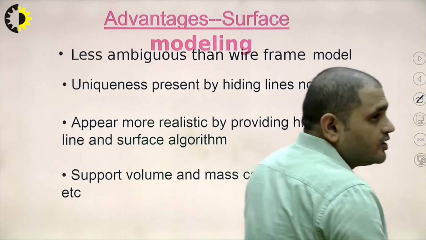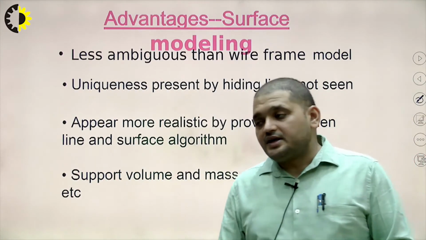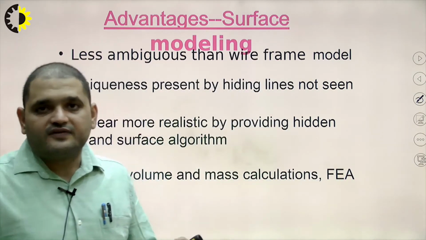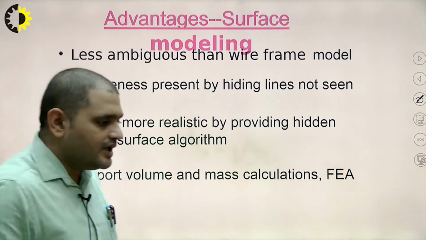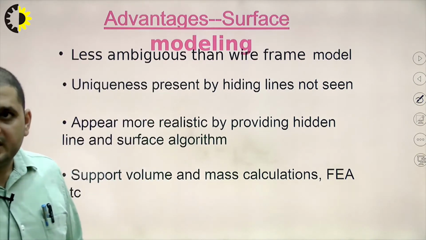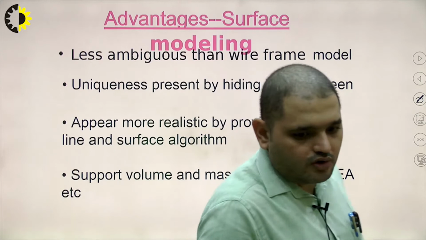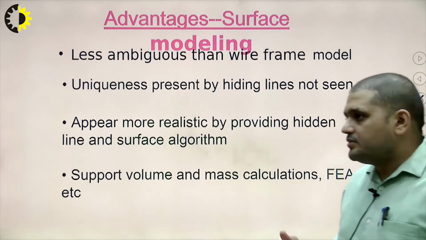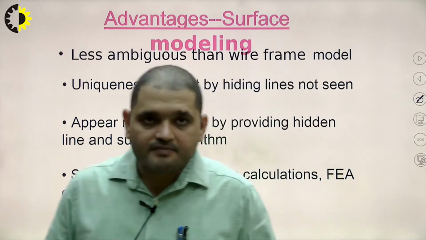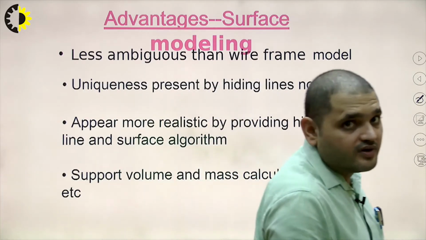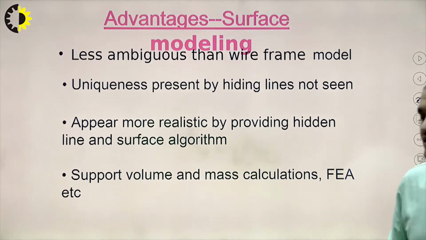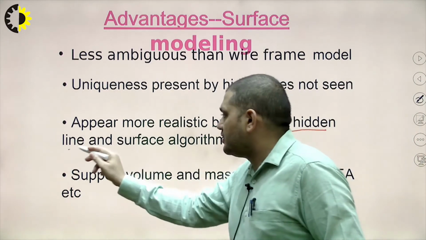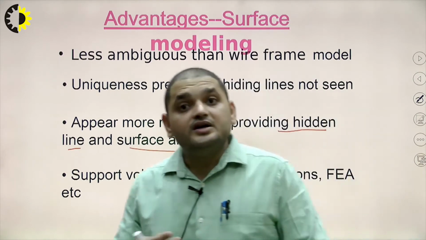Now, advantages of surface modeling. Basically it's less ambiguous compared to wireframe modeling, because surfaces are present now. Then, uniqueness is present, but hidden lines are not seen. Then, models appear more realistic by providing a hidden line and surface algorithm. So if we provide a hidden line and surface algorithm, then they appear to be more realistic.